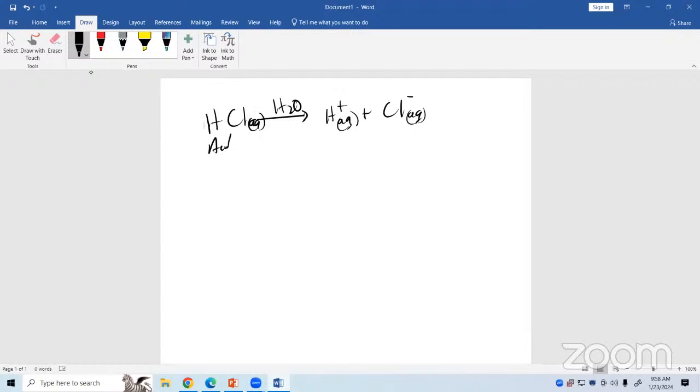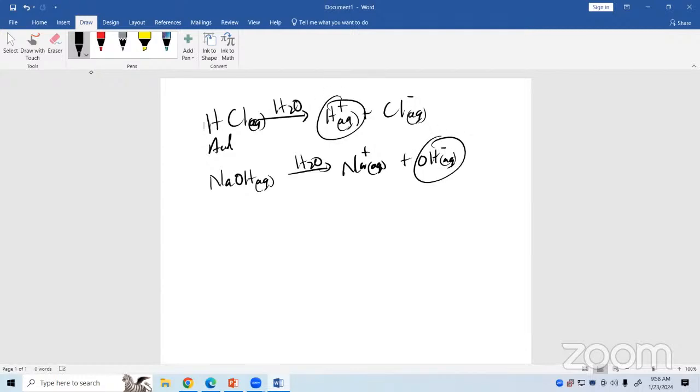All right? And then a base, like sodium hydroxide, when added to water, produces sodium ions and hydroxide ions. So in the case of sodium hydroxide, that's what makes it a base. In the case of hydrochloric acid, that's what makes it an acid.